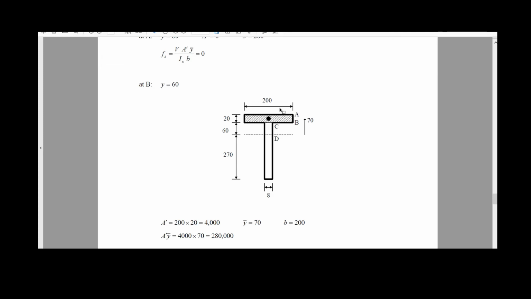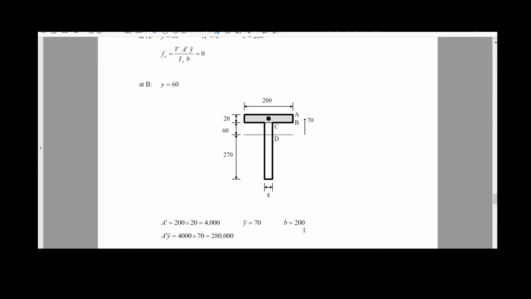So the area will be 200 multiplied by 20, which is 4,000 millimeters square. For some reason, the units are not here, but they should be there. So if you can add the units to your notes, it will be a good idea. This distance Y is the distance from the center of the rectangle to the center of the whole T, which is the location of the neutral axis.